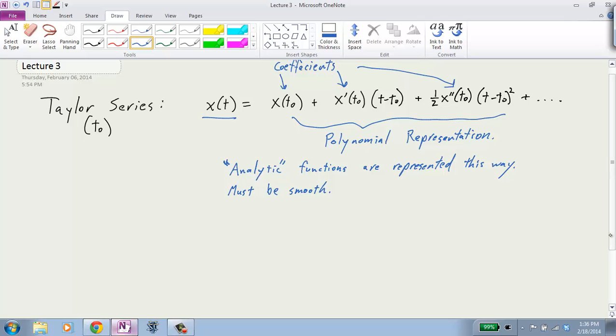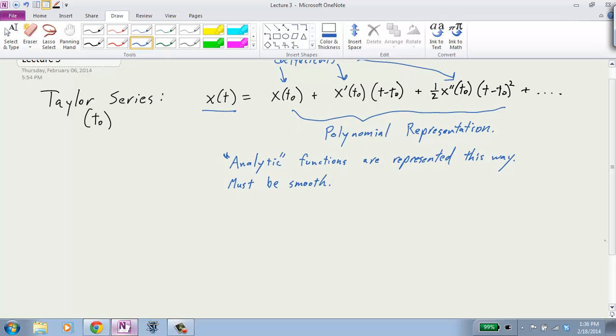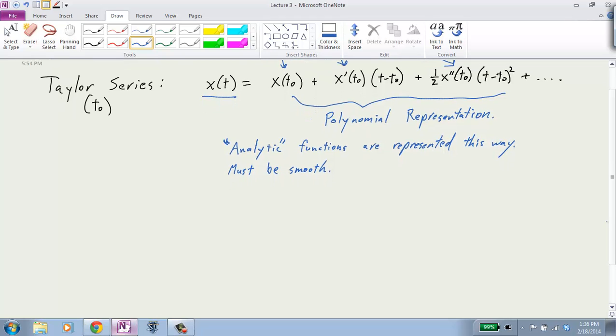All right. Let me give an example of what is a non-analytic function, just to kind of satisfy your curiosity, if some of you are wondering why not every signal can be done this way. Let me do black.